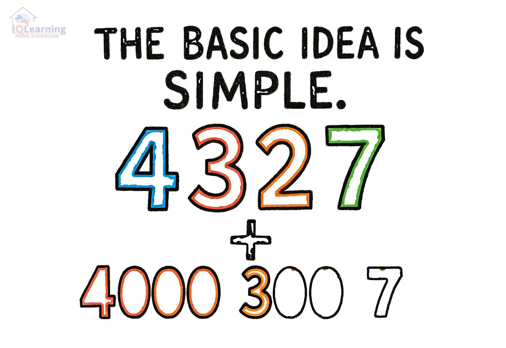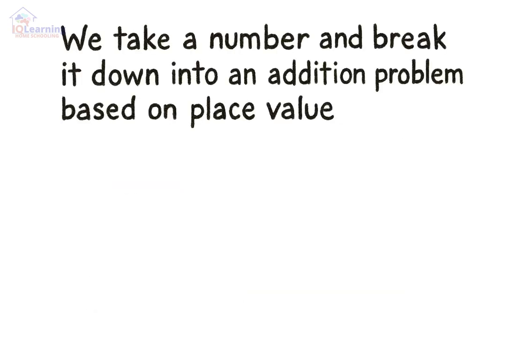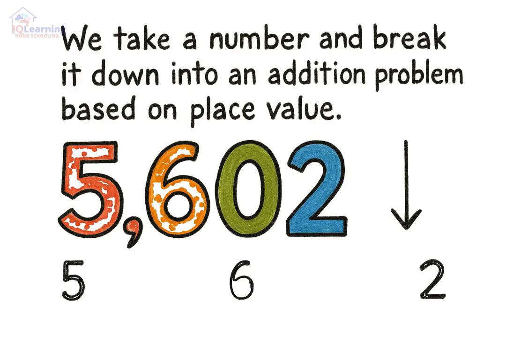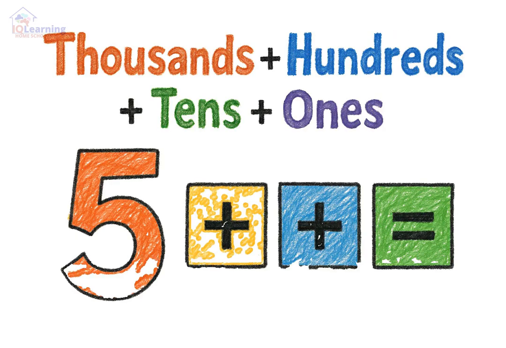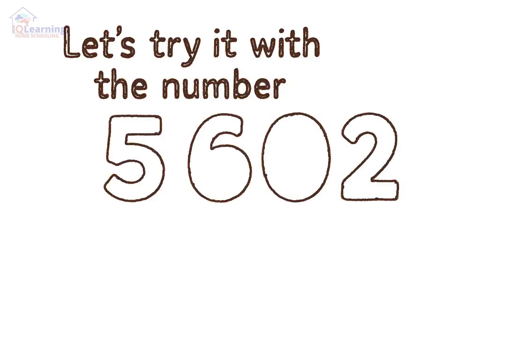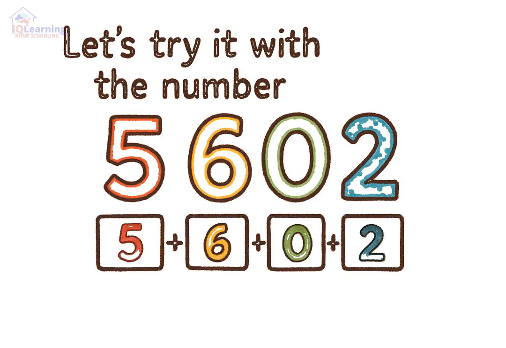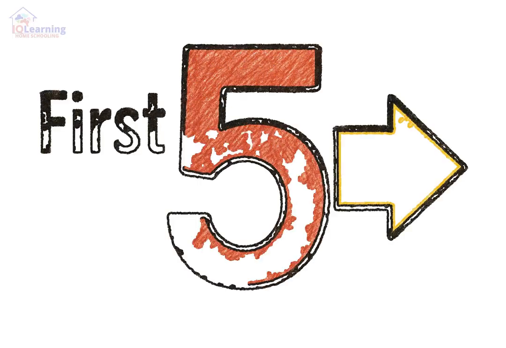The basic idea is simple. We take a number and break it down into an addition problem based on place value. Thousands plus hundreds plus tens plus ones. Let's try it with the number 5,602. First, we look at the 5.